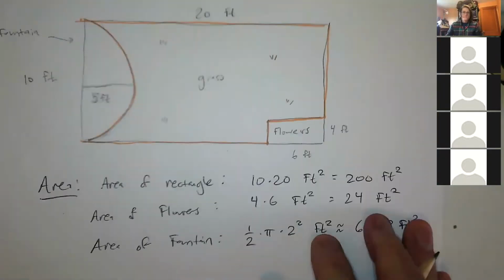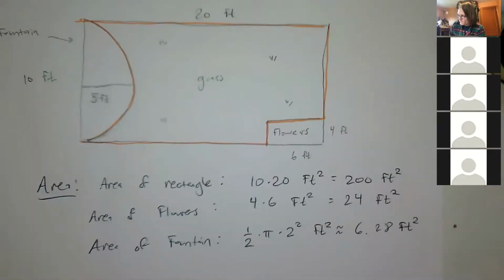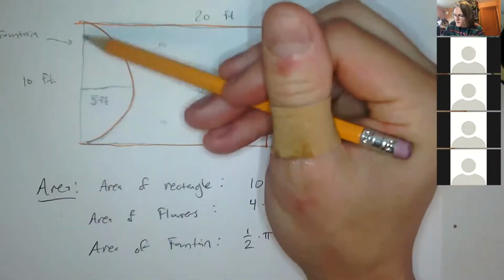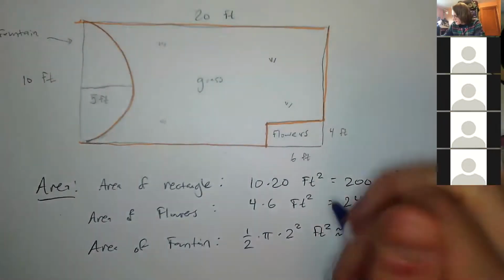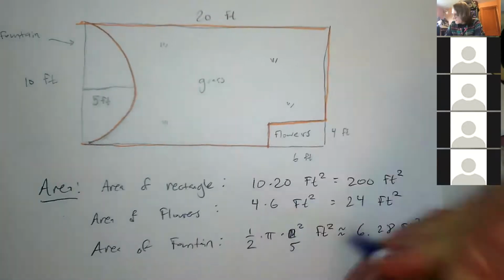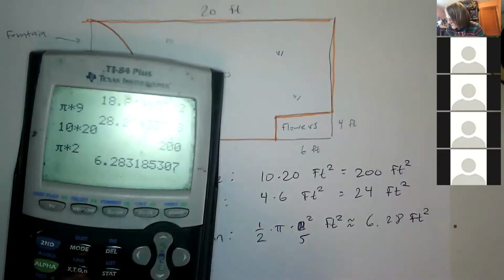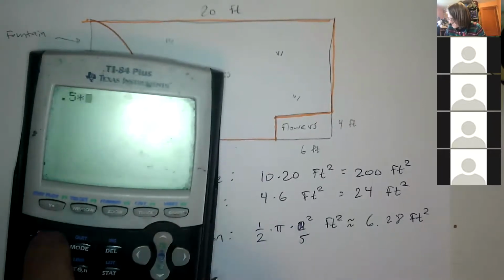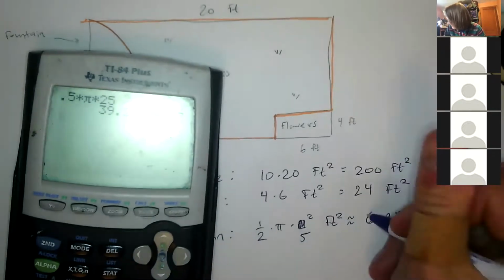That's my bad. It should be 5 feet because it's exactly half of the height. So it's 5 feet radius. So this should be 5. That's why it didn't look right. Let's do that again. So it's 1/2, so 0.5 times pi times 25. There we go. That looks better.